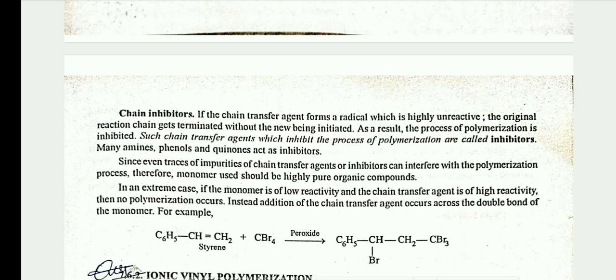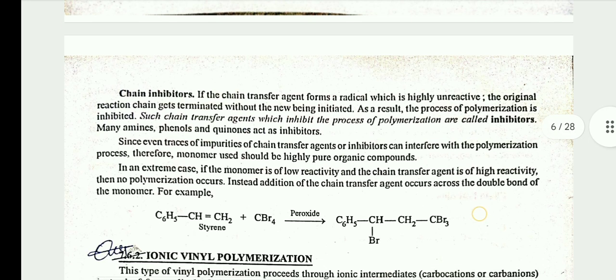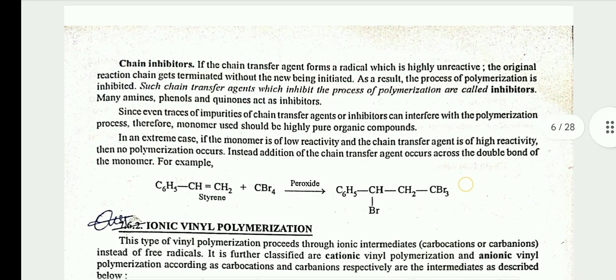Such chain transfer agents which inhibit the process of polymerization are called inhibitors. Many amines, phenols, and quinones act as inhibitors, since even traces of impurities of chain transfer agents or inhibitors can interfere with the polymerization process. Therefore, the monomer used should be a highly pure organic compound.